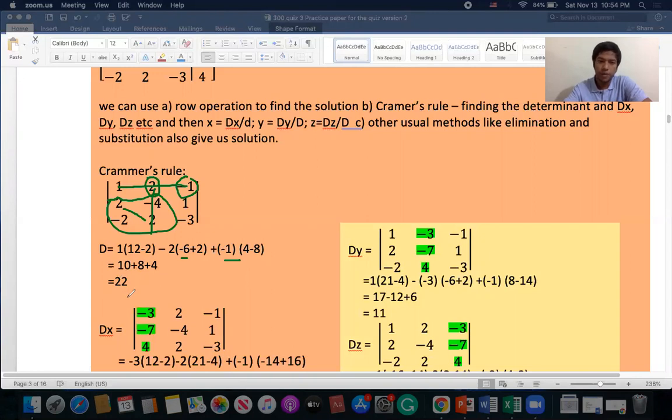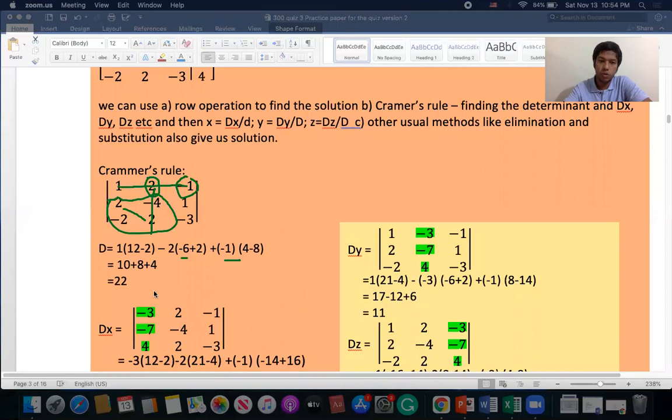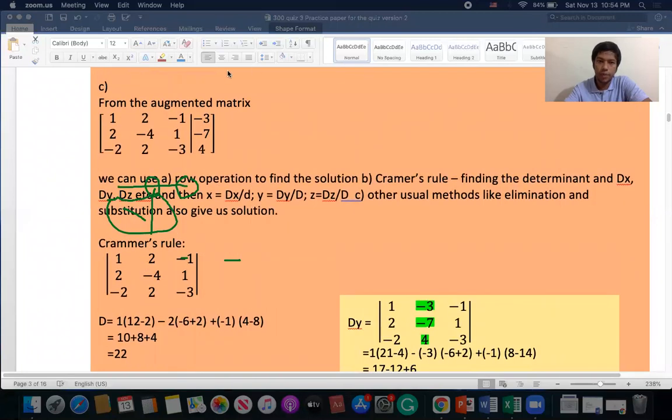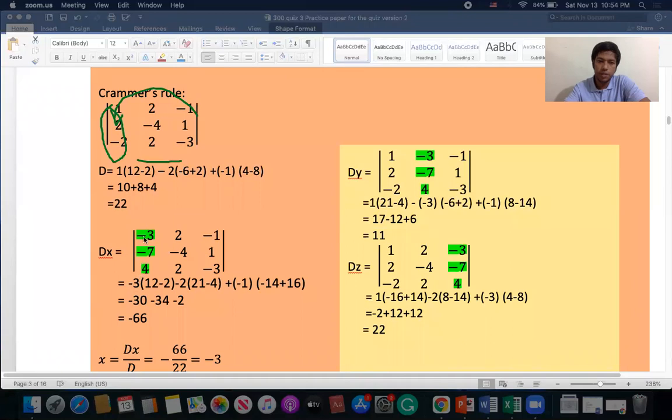Now we will have to find out the dx. For finding the dx, we will replace all the x terms from here by the constant term to find dx, and this will remain the same. So these are the new terms. That's why we have given here a new color, but the remaining ones are the same.